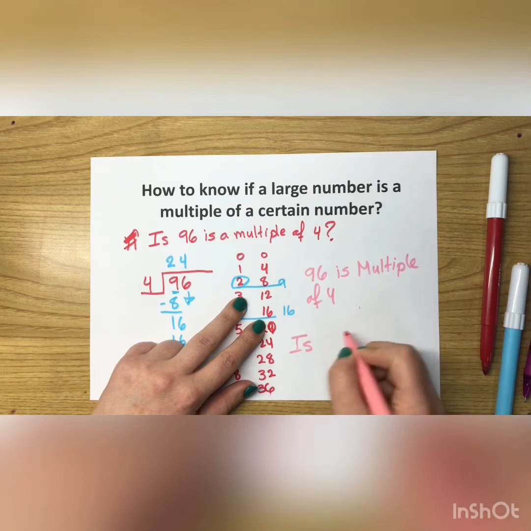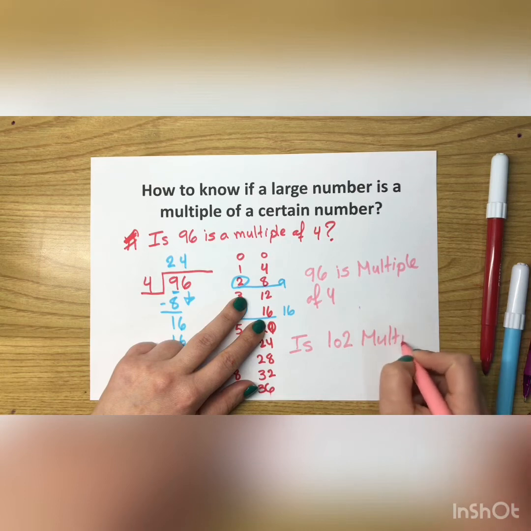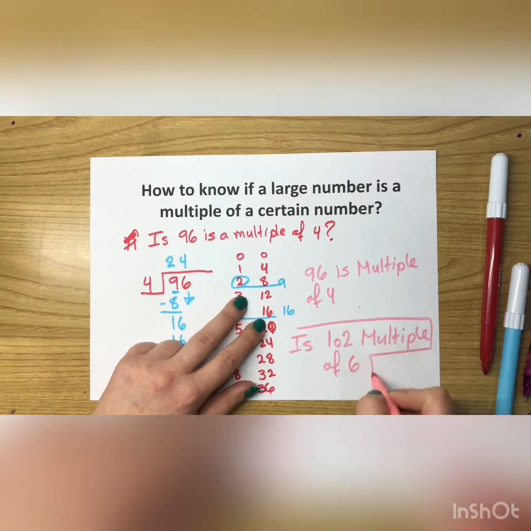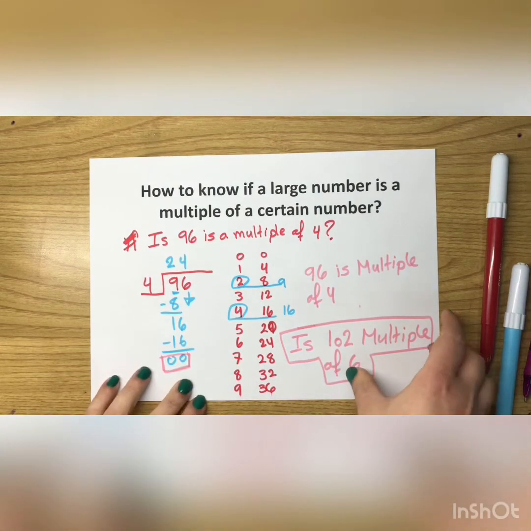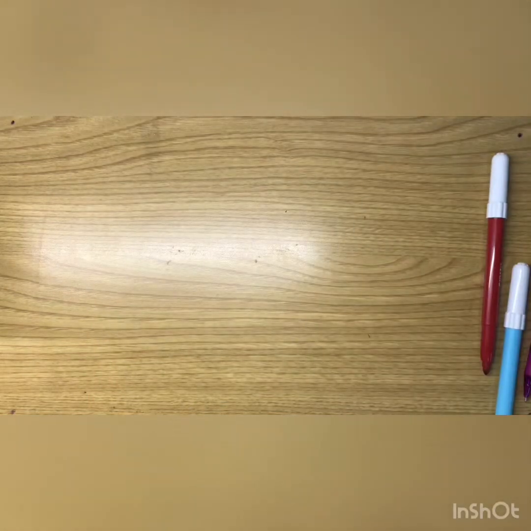You can try on your own to see if, let's say, 102 is a multiple of 6. Try it out by using long division. Okay, the next one. So we are done with multiples. Let's talk about the square numbers.